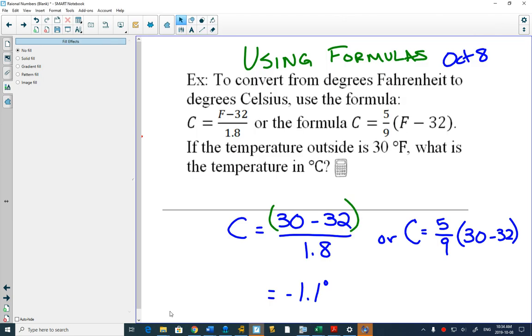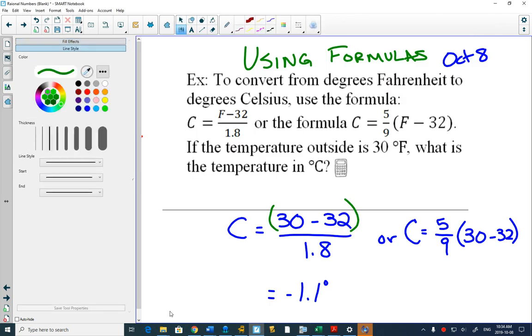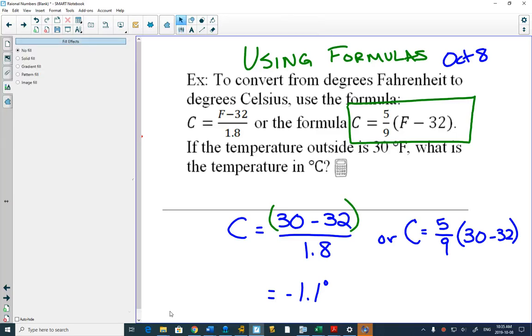Probably for typing it into your calculator, for most of you, this formula will be easier to type in. The one that starts with 5 divided by 9, and then the temperature in Fahrenheit minus 32. So you said if it was 30 degrees out in the States, it would be warm. It would actually be minus 1.1 degrees Celsius. And that's something that we understand better because we're used to dealing in temperatures in Celsius.